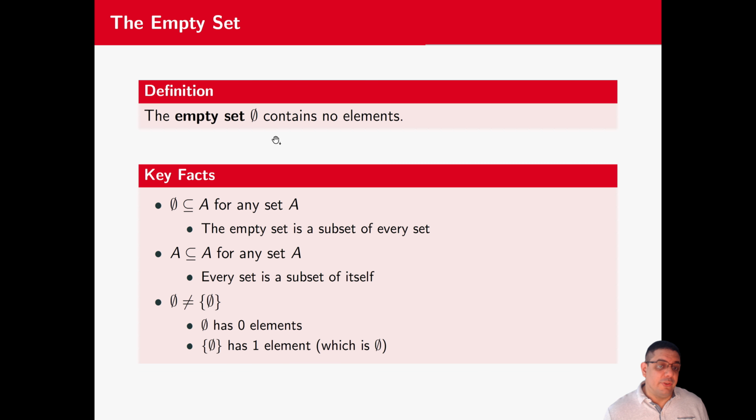Now, the empty set contains no elements, but the empty set is going to be a subset of any other set. Also, a set is going to be a subset of itself for any set. And it's very important to clarify that the empty set is not the same as the set of the empty set, because the empty set has 0 elements, but the set with the empty set is going to have 1 element, which is the empty set. Sets can also be seen as elements.